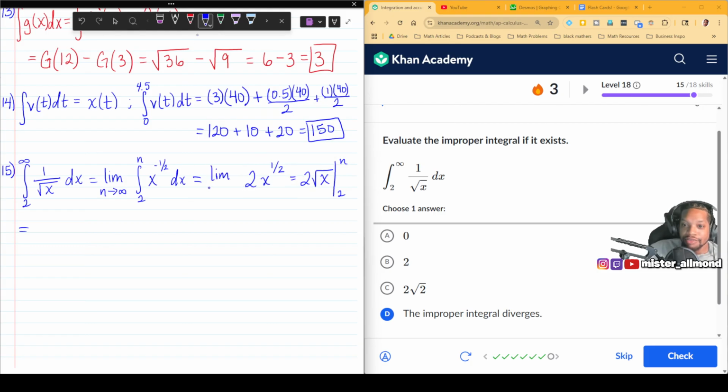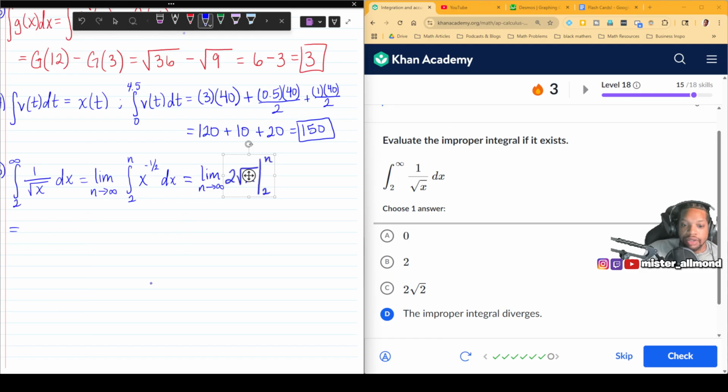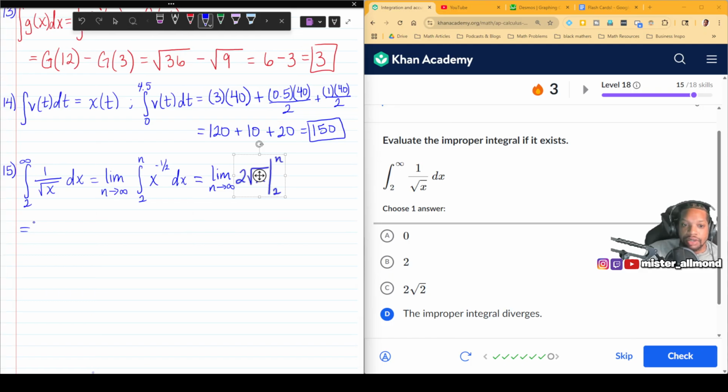Doing math live will get you good, I guess. I should really write it like this, because this is really what we're trying to find. Okay, so this becomes the limit as n approaches infinity of 2 times the square root of n minus the square root of 2.